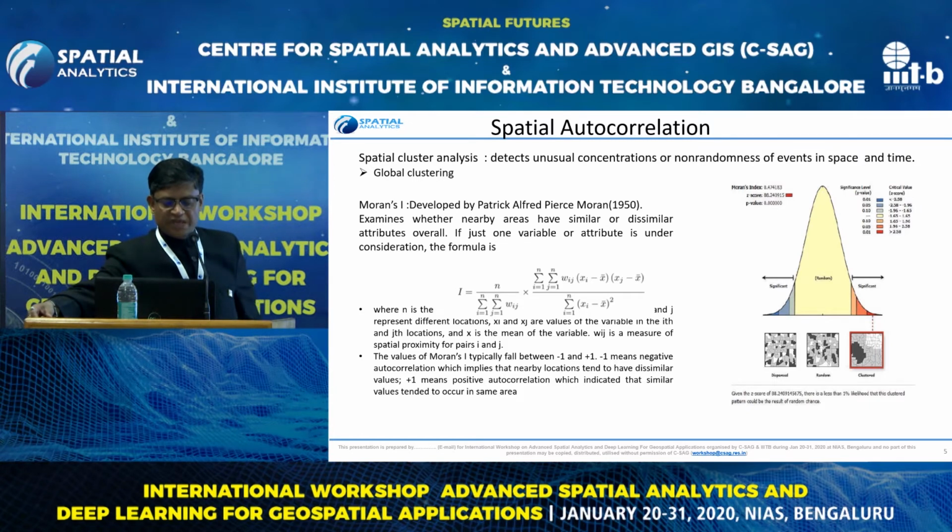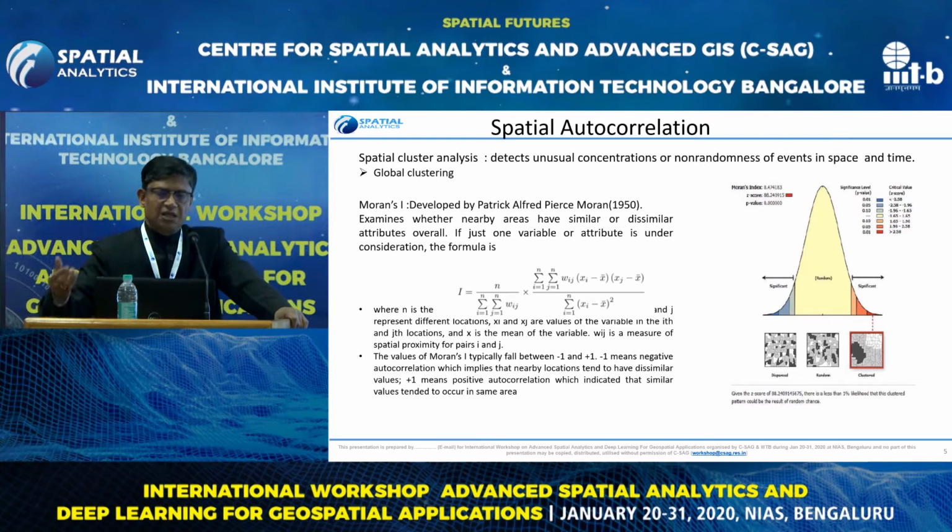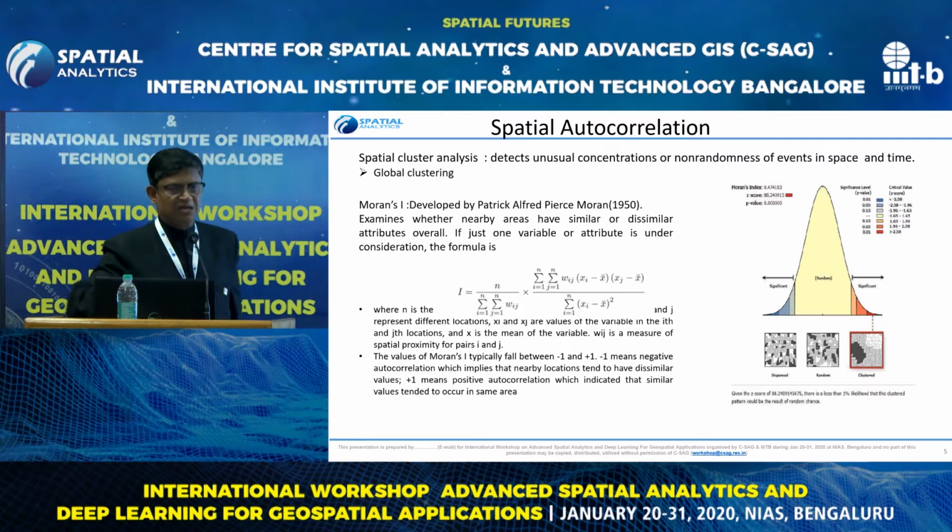-1 means there is a negative autocorrelation, which implies that nearby locations tend to have dissimilar values. In other words, there is an inherent difference in the spatiality. And +1 means positive autocorrelation, which indicates that similar values tend to occur in the same area. On the right-hand side, there is a study that took place in Louisiana about the obesity of nearby counties, and it shows the distributions here.